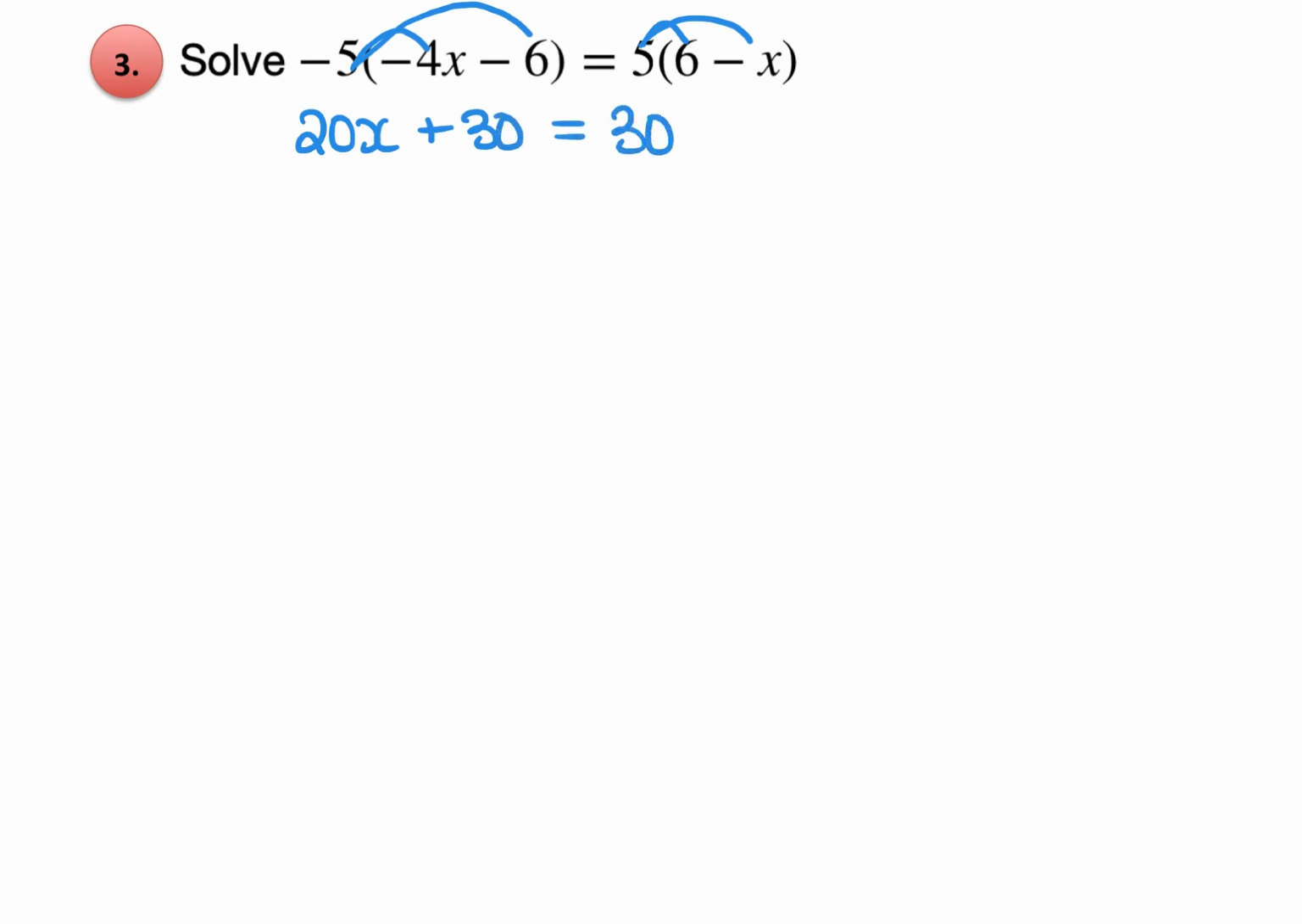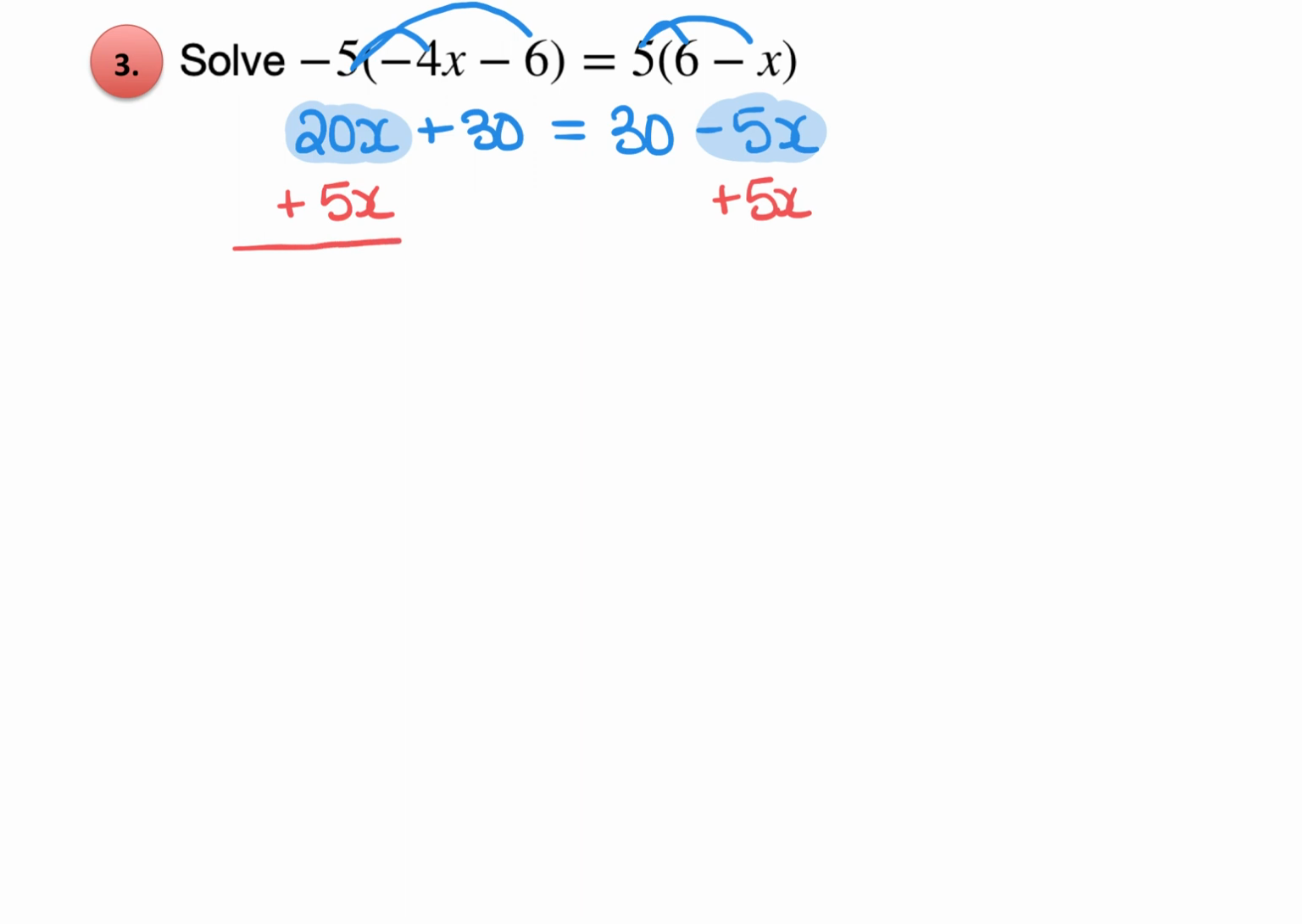And then 5 times negative x is going to be negative 5x. All right. Now we're going to decide which is going to be like our first move. So we look at the coefficients of our variable. We've got 20x here, and I've got negative 5x here. Now I'm going to look for the one that is bigger. So 20 is bigger than negative 5. So I'm going to do the opposite of negative 5, which is going to be adding 5x here. So plus 5x and plus 5x.